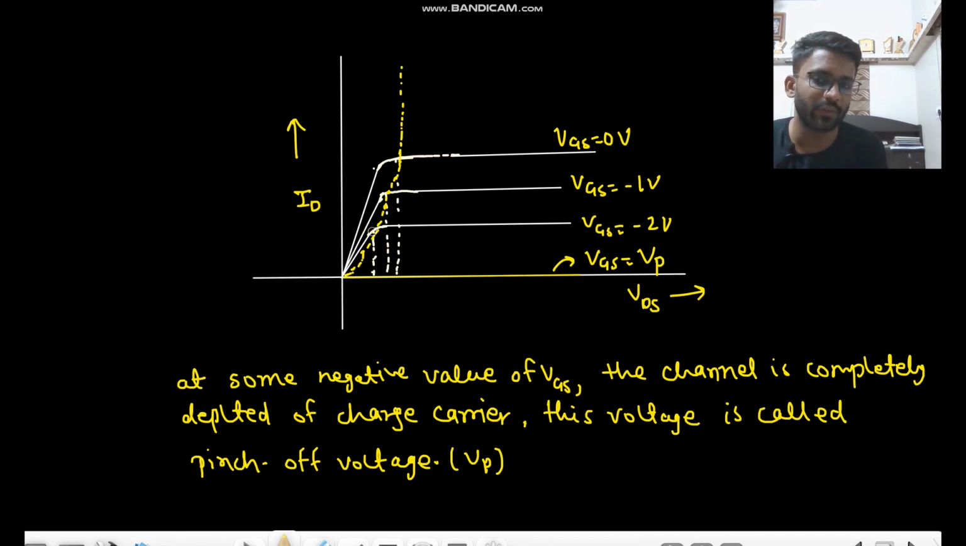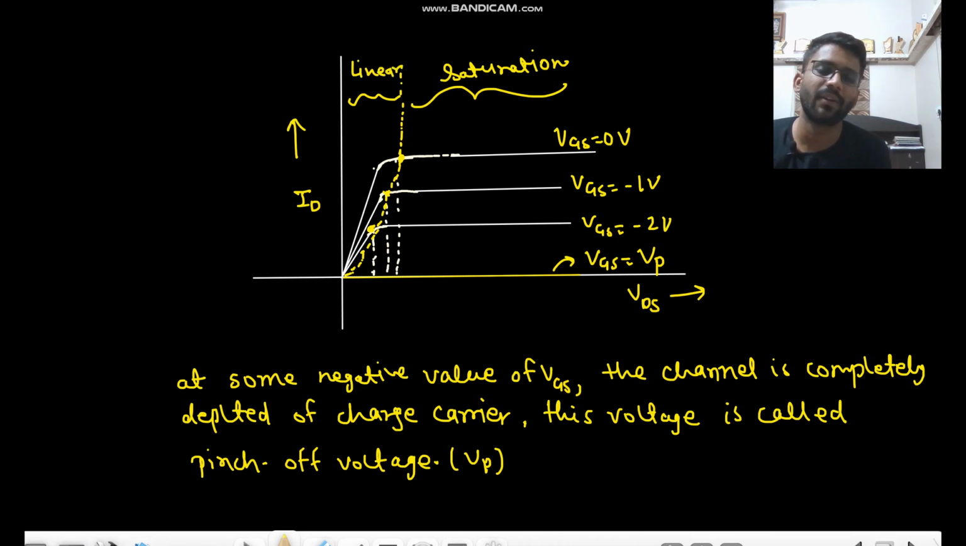So the saturation point of this curve is here, saturation point of this curve is here, and saturation point of this curve is here. So this is the saturation point, and after this point we have the saturation region. So this complete part shows the saturation region, and this is the linear or triode region, as they also call it. Okay, so this is the triode or linear region, and this one is the saturation region.